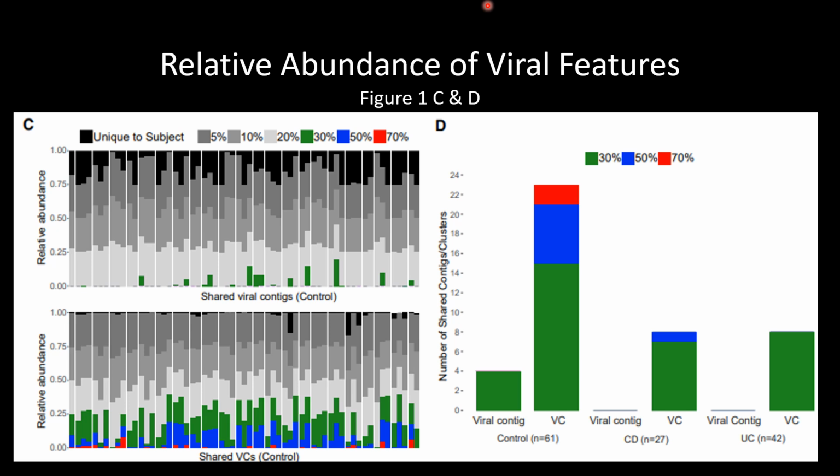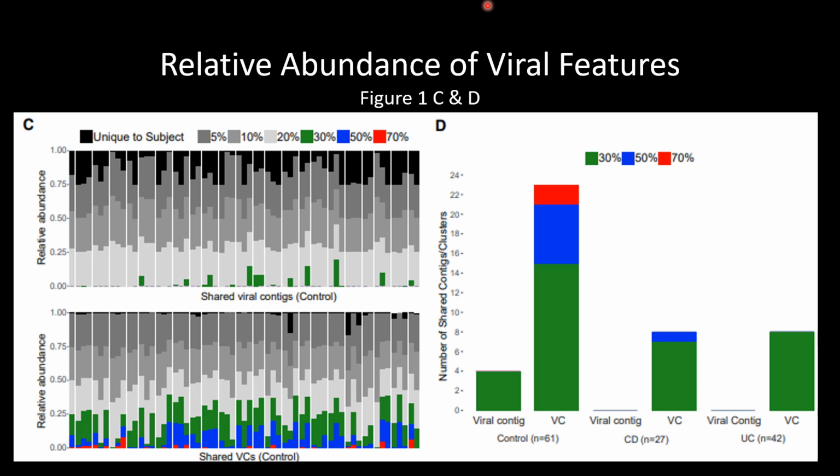So now we're going to look at figure D on the right, and this is the number of shared VLSs versus VCs across the cohort. This is going to show our viral clusters shared across 30%, 50%, and 70% of individuals in each cohort. At the VLS level, almost no sequences are shared across the individuals, reiterating the individuality of the viromes.